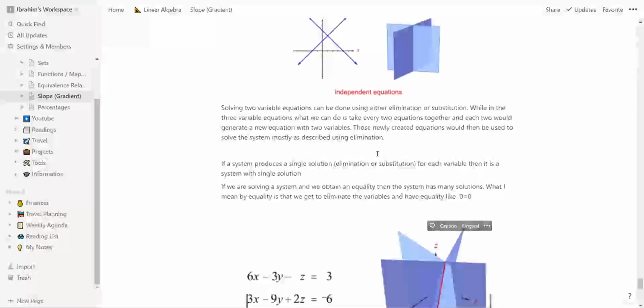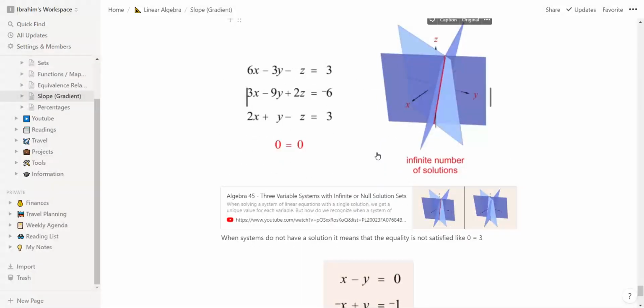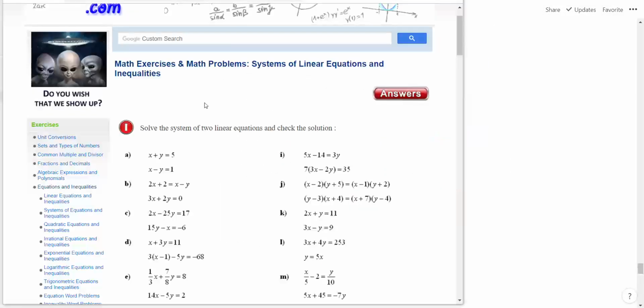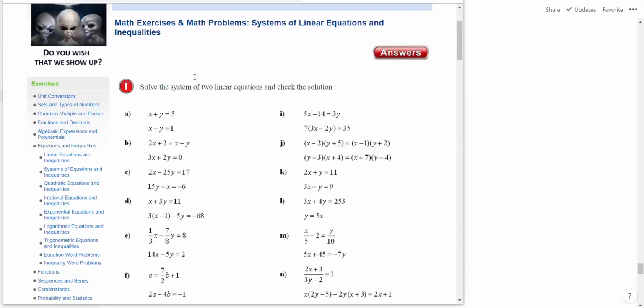And that's what we have covered so far, the systems. Let's try to look for exercises and solve them. So I found this site that I think could be useful in solving some linear equations. So let's start here. It says solve the system of two linear equations and check the solution.